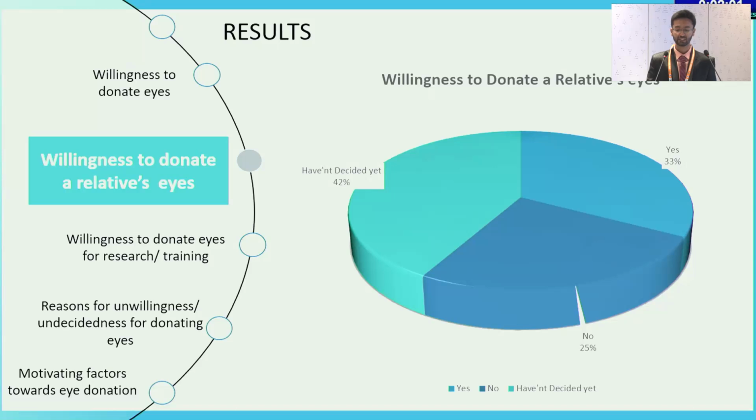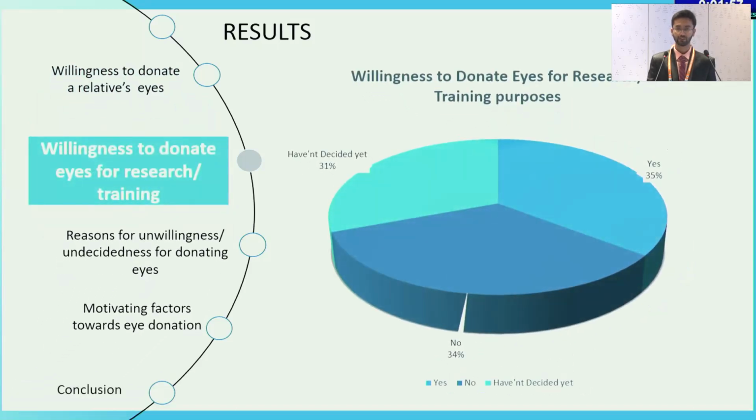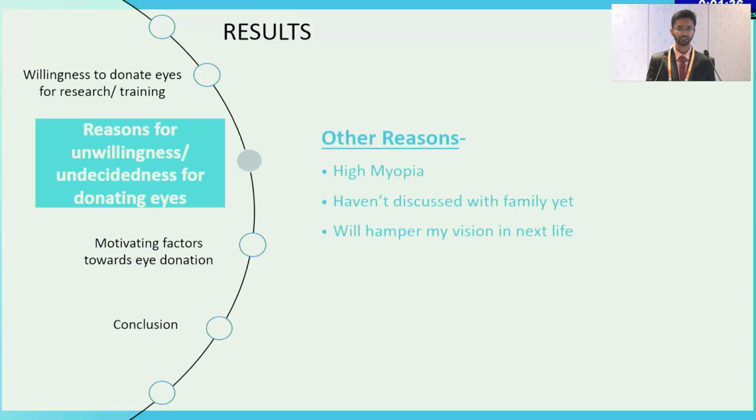Only 33% were willing to donate their relatives' eyes, and only 35% were willing to donate eyes for research or training purposes. So we inquired about the reasons for the unwillingness or undecidedness for donating their eyes. Majority answered that they need more information about eye donation and the transplantation process, which was followed by the reason that their family won't be supportive of eye donation. Some other reasons also included that I have high myopia, I haven't discussed with the family yet, and even that it will hamper my vision in the next life.